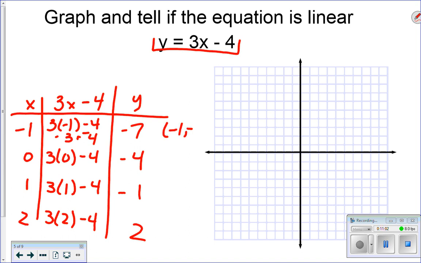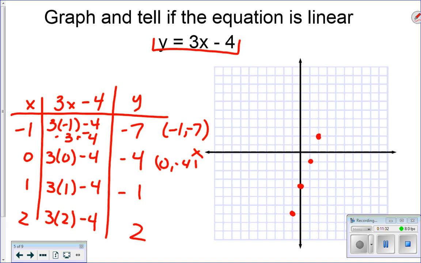So if this is my first point, remember it goes positives this way, negatives this way. I'm going to go x first. I'm going to go to negative 1, and then I'm going to go down 7. 1, 2, 3, 4, 5, 6, 7. That'd be my first point. My next one is going to be 0, negative 4. So I can't go anywhere left or right, so I'm going to go down 1, 2, 3, 4. And my next would be 1, negative 1. Be right here. And then 2, 2.